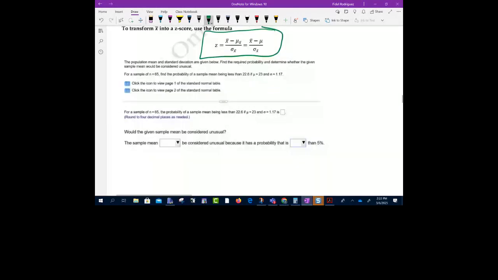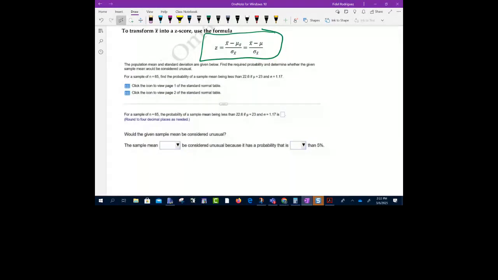So let's take a look and see if we can figure out how to do this question. It says the population mean and standard deviation are given below. Find the required probability and determine whether that sample mean would be considered unusual. I'm going to talk to you guys about that unusual part in a second, okay? So look what it says. Find the probability that a sample mean is going to be less than 22.6. So y'all, what's the probability that my sample mean is less than 22.6?